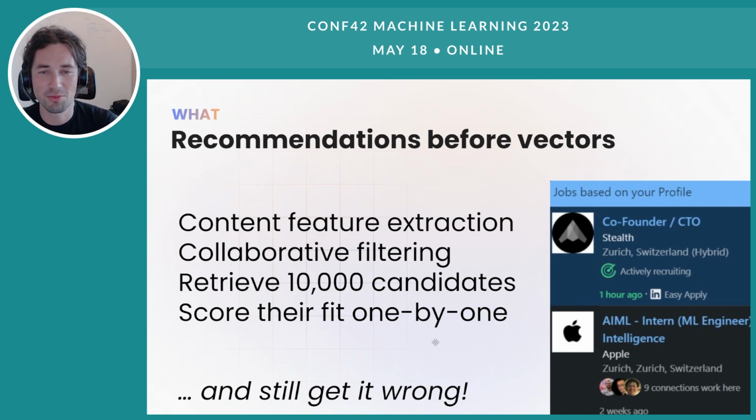The problems are somewhat related, but actually recommendations have their own pile of problems. Let's just look at a few of them. So how would you build a recommender system before vectors? You would try to combine two aspects of your data, right? You would have content features. So you try to have metadata for your content that helps you understand what that content is about. You would also have that for your users, right?